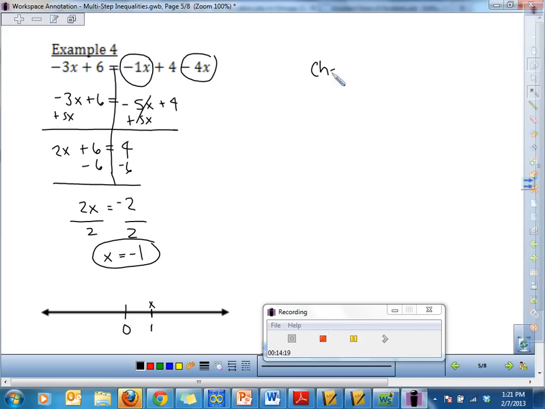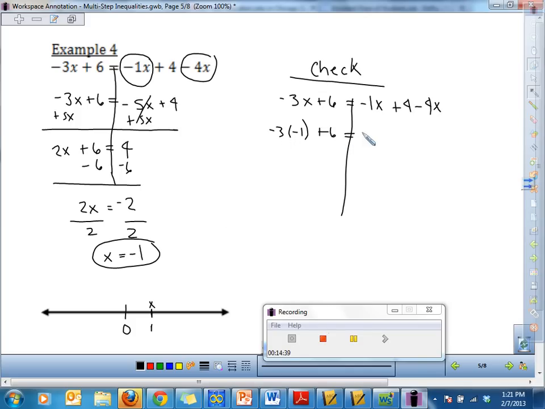Let's just go ahead and check that this is correct. I'm going to have negative 3x plus 6 equals negative 1x plus 4 minus 4x. Now, x is negative 1. We can't pick any other number. It has to be negative 1. Let's see if it works. So negative 3 times negative 1 plus 6 equals negative 1 times negative 1 plus 4 minus 4 times negative 1.